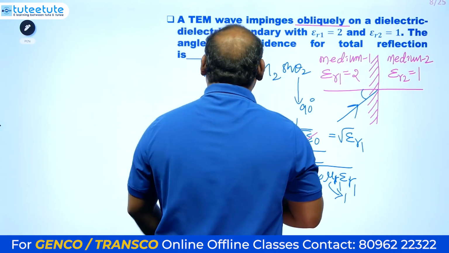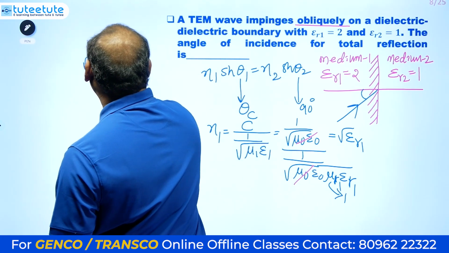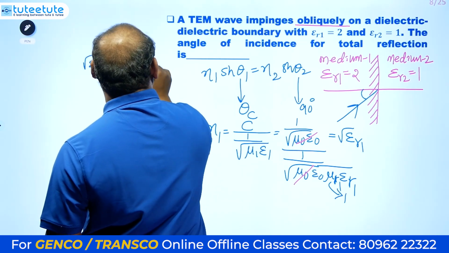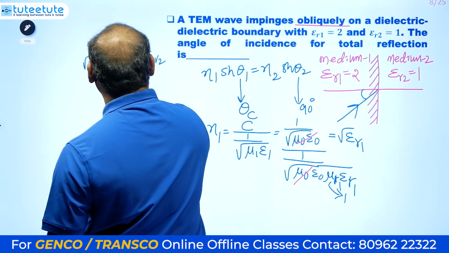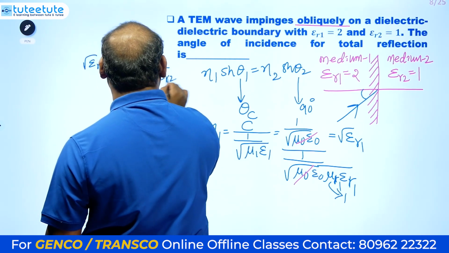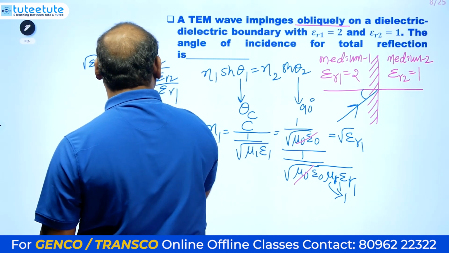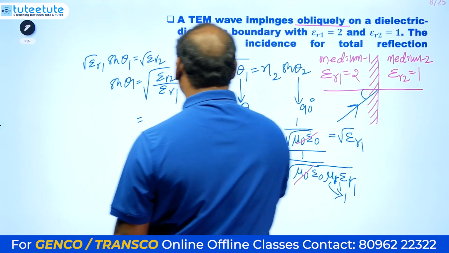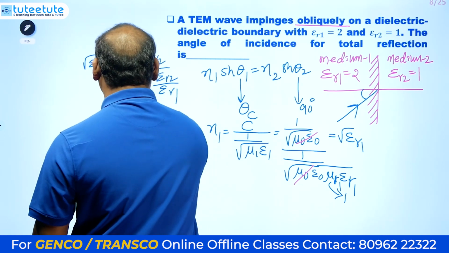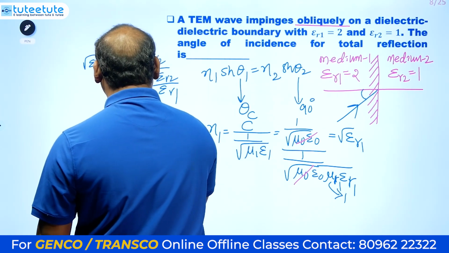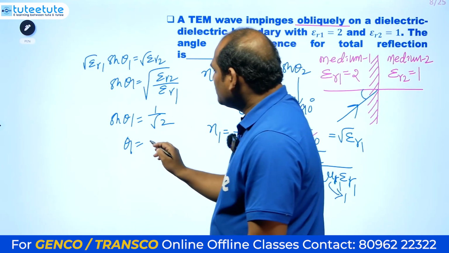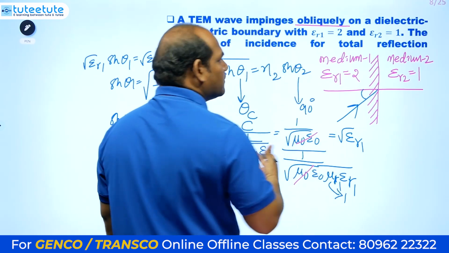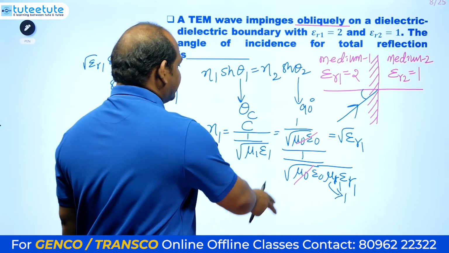Now this entire thing can be minimized to root of epsilon r1 sin theta 1 is equal to root of epsilon r2. So sin theta 1 is equal to root of epsilon r2 by epsilon r1. Epsilon r2 value is 1 and epsilon r1 is 2, so we get 1 by root 2. So this is sin theta 1, and theta 1 is equal to sin inverse of 1 by root 2, which is 45 degrees. That's it. If you know Snell's law, you can solve this problem very easily.